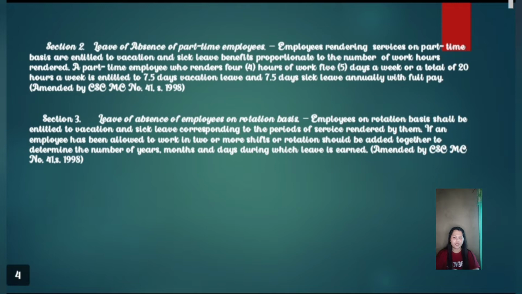Section 3. Leave of absence of employees on rotation basis. Employees on rotation basis shall be entitled to vacation and sick leave corresponding to the periods of service rendered by them. If an employee has been allowed to work in 2 or more shifts, the rotations should be added together to determine the number of years, months, and days during which leave is earned. It is amended by CSCMC number 41, Section 1998.